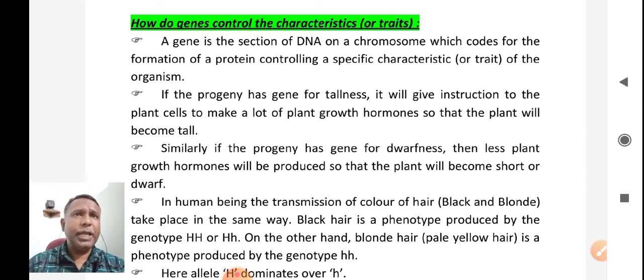If the progeny has gene for tallness, it will give instruction to the plant cells to make a lot of plant growth hormones so that the plant will become tall.